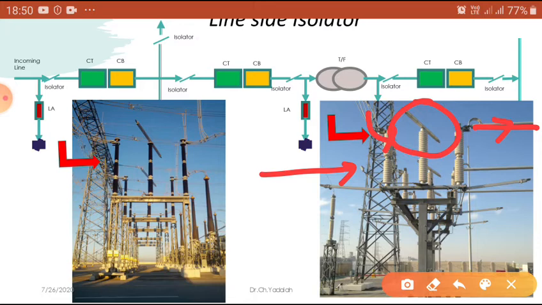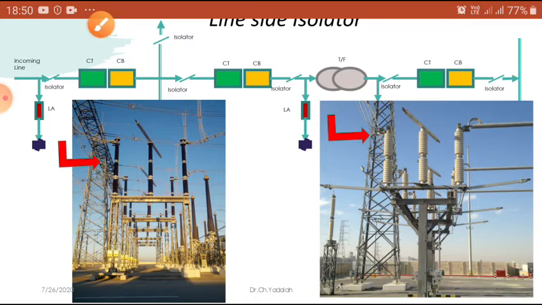So where I used this isolator, it is known as a line isolator. Similarly, I can use this type of isolator at the end also, where the feeder is going out. So this type of isolator is known as a line isolator.